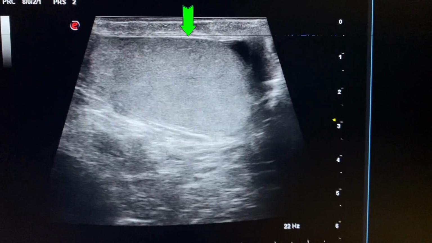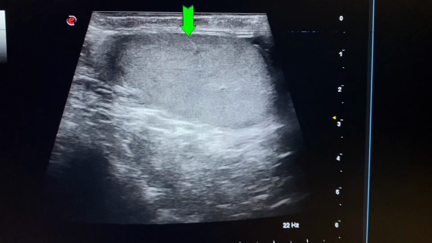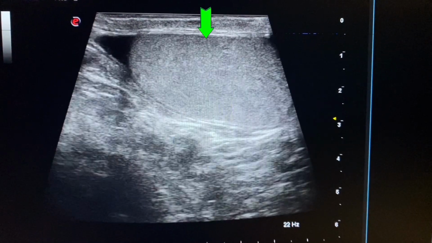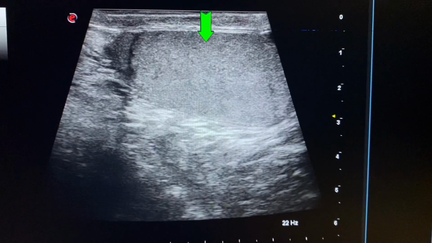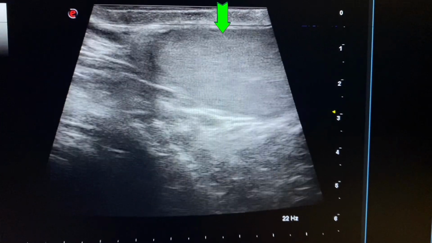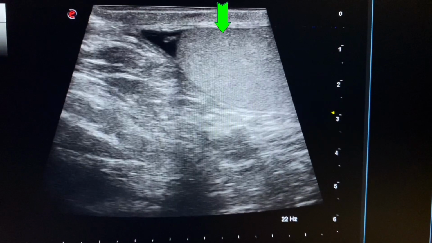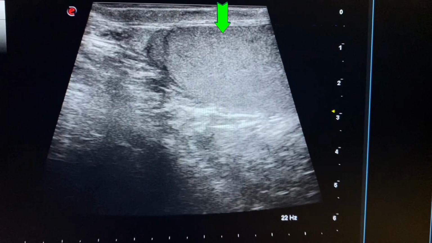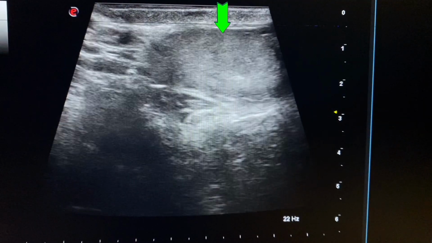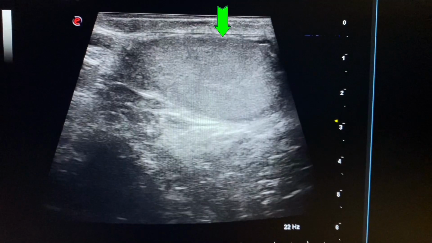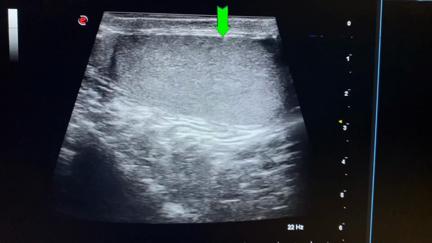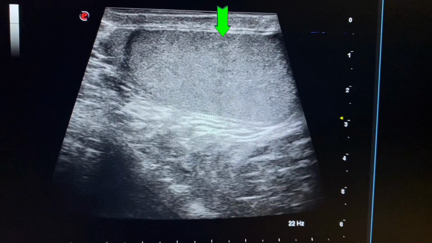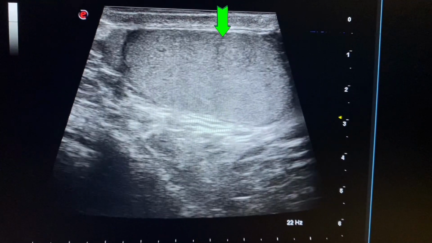Now we are scanning the right testis, which is present in the scrotal sac. The size of the testis appears to be normal, but it shows mildly heterogeneous texture, less echogenic to echogenic texture. Normally it has homogeneous, less echogenic texture. When it is inflamed, it shows heterogeneous or echogenic texture.